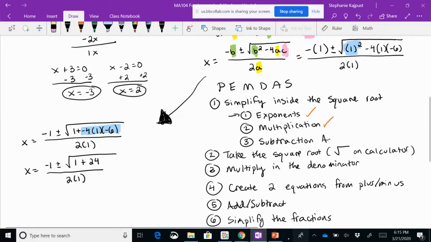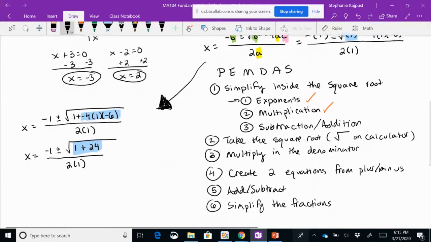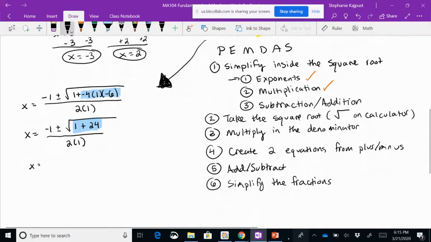And for step 3, because sometimes the negatives turn into addition, as we have here, our negatives canceled out, so addition. So now we're going to do subtraction and addition. So we're going to add this 1 plus 24. So I start, once again, I have to rewrite everything. So 1 plus 24 is 25. So I have the square root of 25. So I have -1 plus or minus the square root of 25 over 2 times 1. So now I've simplified inside the square root.